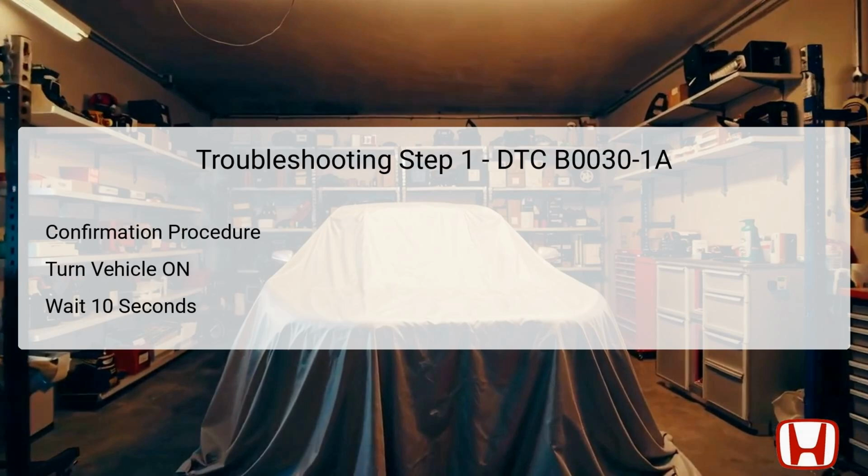The first step in troubleshooting DTC B0030-1A involves confirming the condition of the vehicle's airbag system. To begin, you need to turn the vehicle's ignition to the on position. It is essential to allow the system to remain in this state for a minimum of 10 seconds. During this period, the SRS unit performs self-checks and assesses the state of the left rear side airbag inflator.